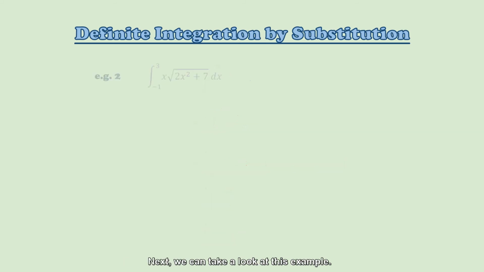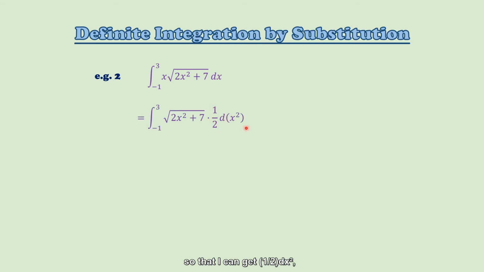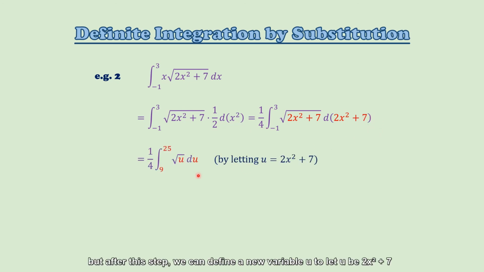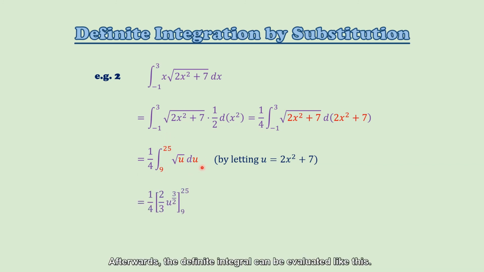Next, we can take a look at this example. In this definite integral, again, I can first of all put x into dx so that I can get half dx squared. And then we want to change the variable from x squared to 2x squared plus 7, so we should further divide the integral by 2. Please note that in these steps, we do not change the limits, because there is no new variable. But after this step, we can define a new variable u to let u be 2x squared plus 7. So that this definite integral is simplified, and then in this way we should rewrite the limits. Afterwards, the definite integral can be evaluated like this.